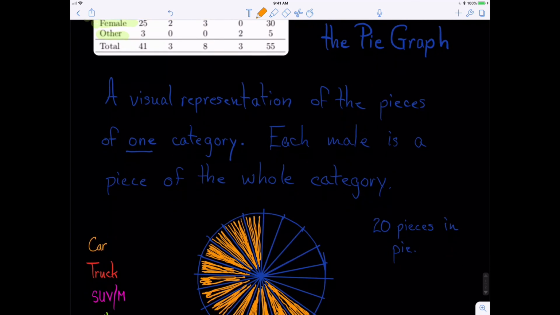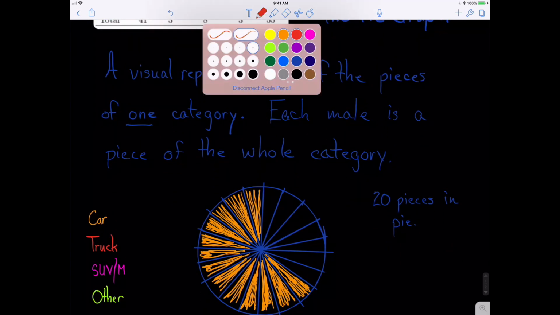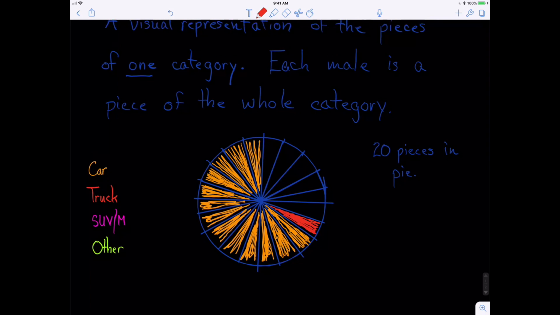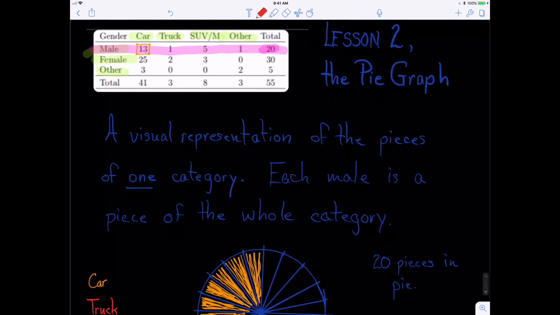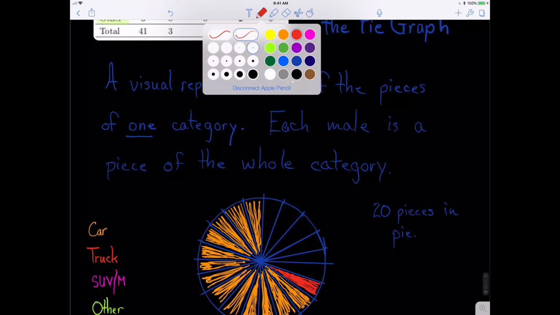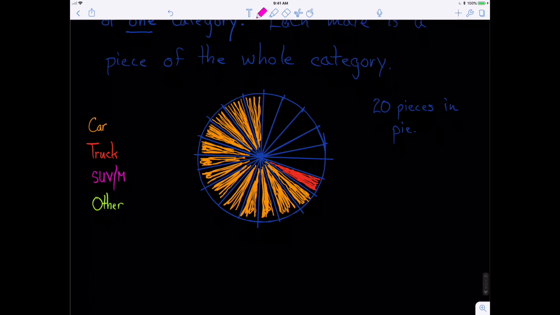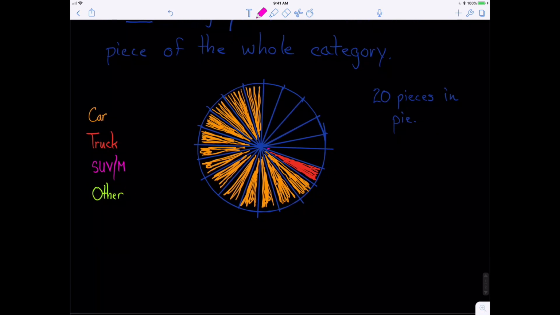Then my next category is trucks, and I have one male that drives a truck. So for that one male, we would shade in red one wedge of our pie. So let's do that now. Okay. Our next one is SUVs and minivans. Let's go see. We had five males, and we said we would color them in pink. So let's see our five males in pink for SUVs and minivans.